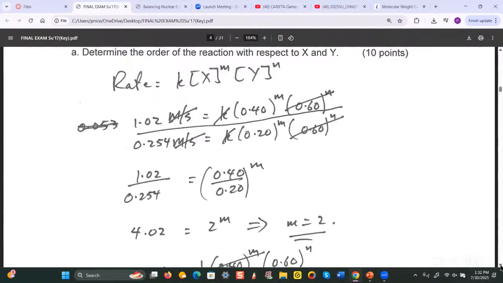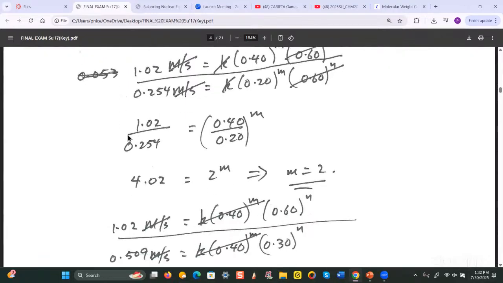And then you divide the 1.02 by the 0.254, you get 4.02. This divided by this will give you 2, so therefore M works out to be 2. So the order of the reaction with respect to X is going to be 2.